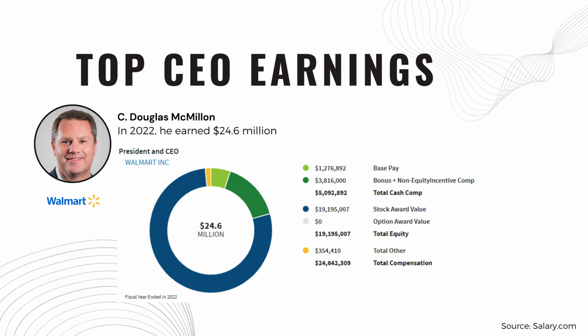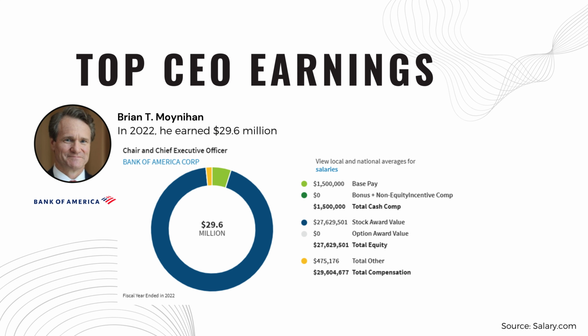Jumping out of the tech sector for a moment, let's look at Walmart's president and CEO. Doug earned $24.6 million in 2022, with $19 million being stock awards. His base pay made up 5% of his total compensation. And Brian, who runs Bank of America, earned almost $30 million. His base pay was similar to Doug's, and as a percentage, again, around 5% of his overall compensation. And like Sundar, Satya, and Doug, the majority of his earnings are in the form of stock awards.